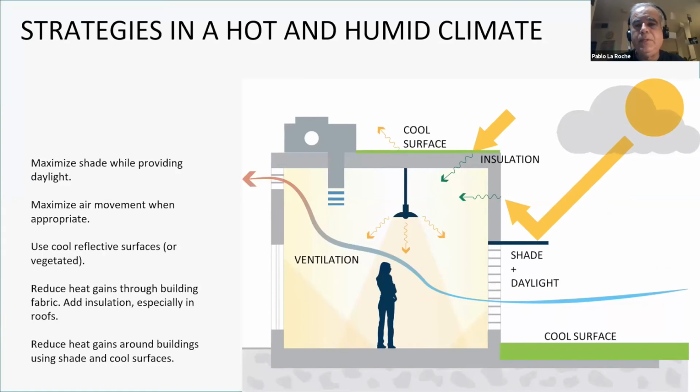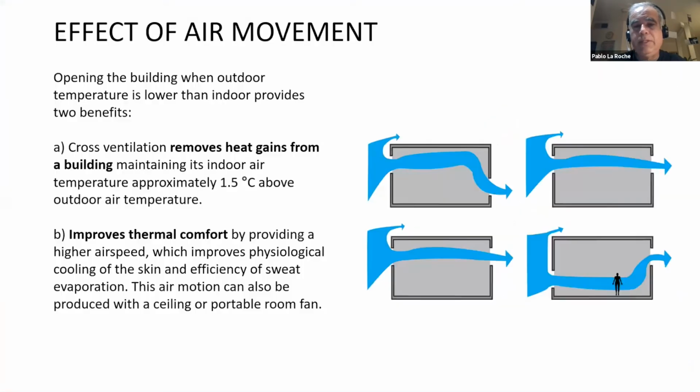When we think of these strategies in architectural terms, we're thinking of maximizing shade, maximizing air movement when appropriate, when it's cooler outside than inside. We're using cool reflective surfaces or maybe even vegetated surfaces. We're reducing heat gains through the building fabric, which is typically done with insulation. And we're reducing the heat gains around the building using shade and cool surfaces. So it's all about reducing these heat gains.